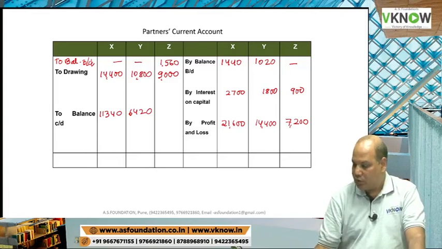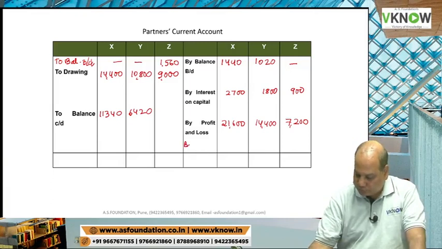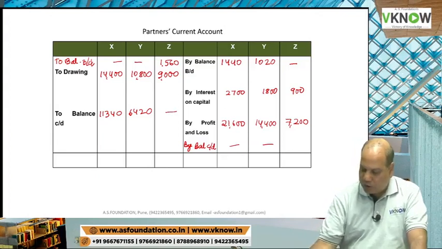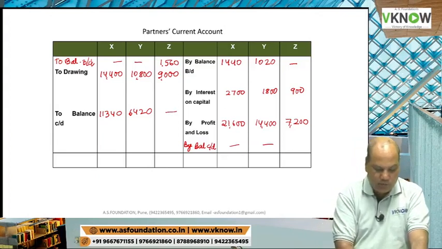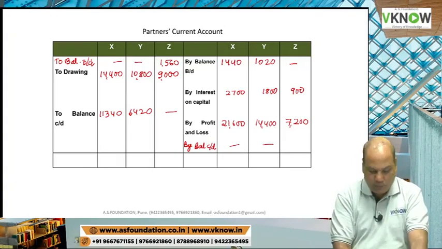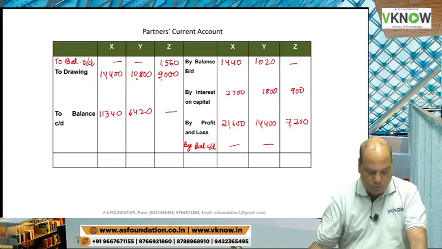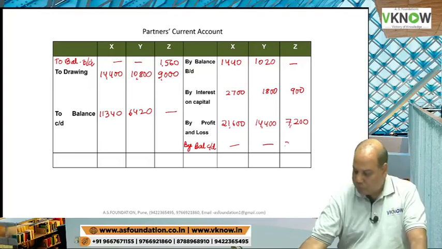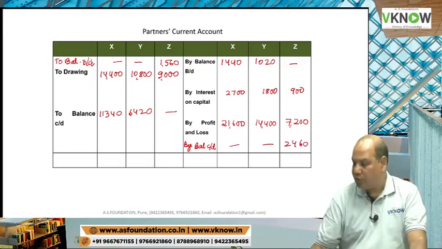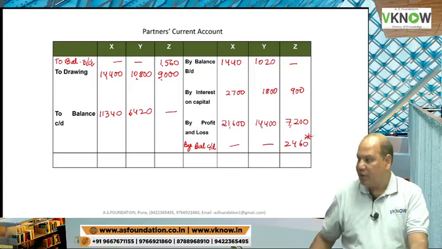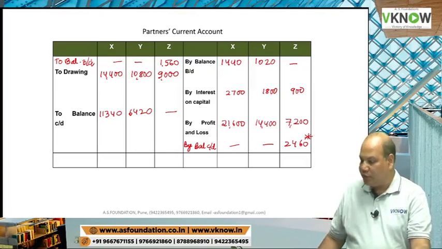6,420. And the last partner seems to have a debit balance, by balance carried down. In Z, you will get the difference on the credit side. So 1,560 plus 9,000 minus 900 and minus 7,200, 2,460. By balance carried down, 2,460 balancing figure.